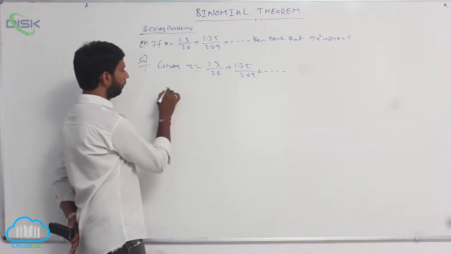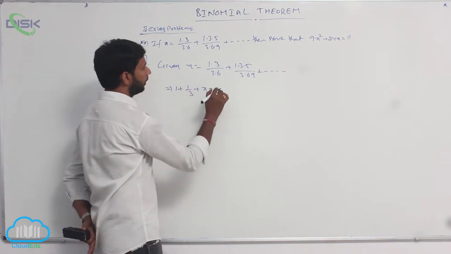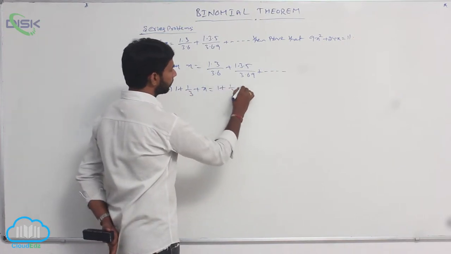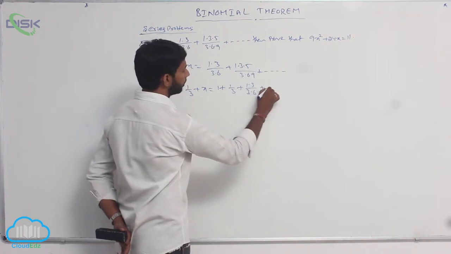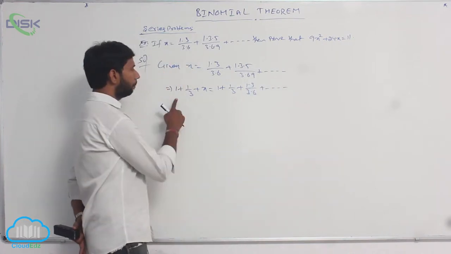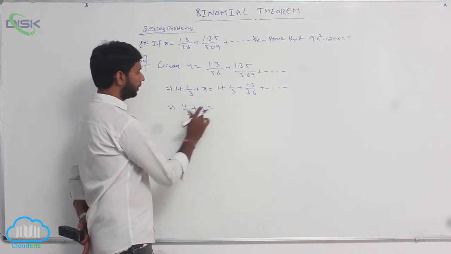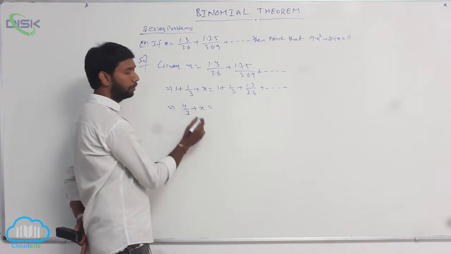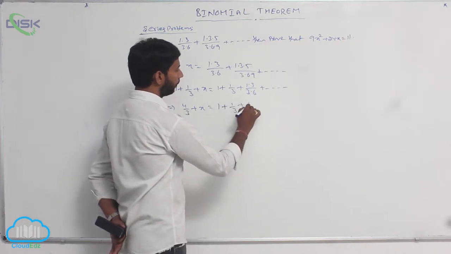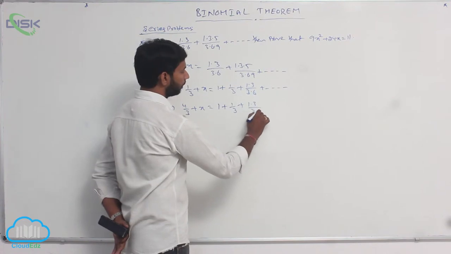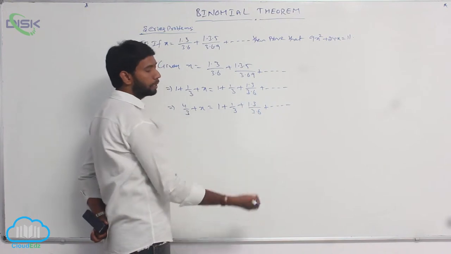Adding 1 by 3 plus 1 on both sides, we get 1 plus 1 by 3 plus x is equal to 1 plus 1 by 3 plus 1 into 3 by 3 into 6 plus and so on. Here 1 plus 1 by 3 is 4 by 3. So 4 by 3 plus x is equal to 1 plus 1 by 3 plus 1 into 3 by 3 into 6 plus and so on.